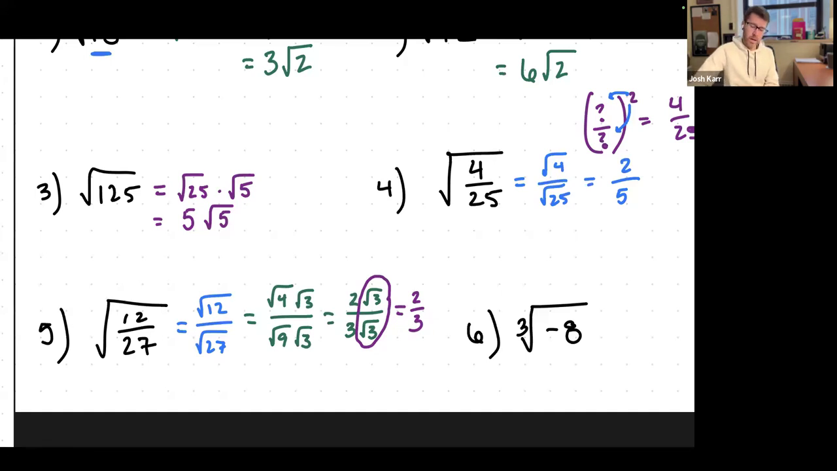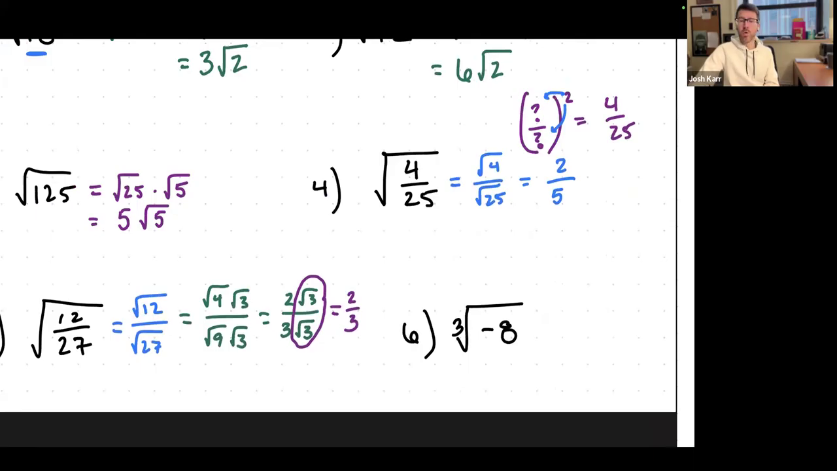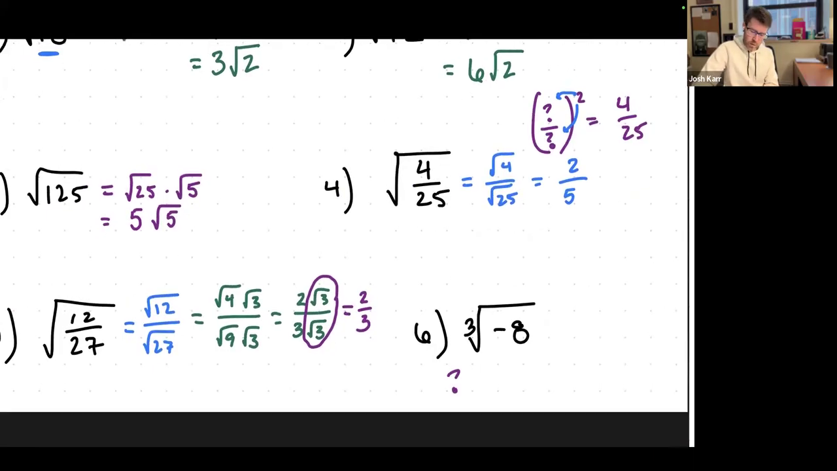Okay. All right. Next one, we're looking at a cube root this time. So we're asking ourselves, what got cubed, right? What got cubed to arrive at -8? Now, what I want you to think about, right, is it's getting multiplied by itself 3 times, and we want to arrive at a negative. If we want to arrive at a negative after multiplying by itself 3 times, our original thing needs to be a negative.